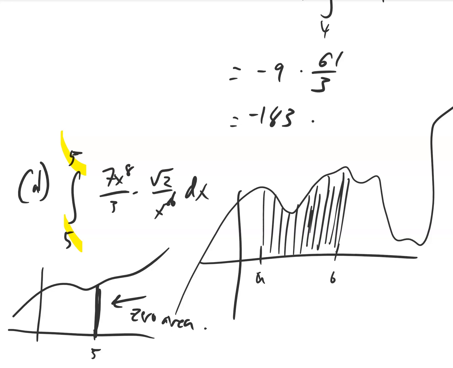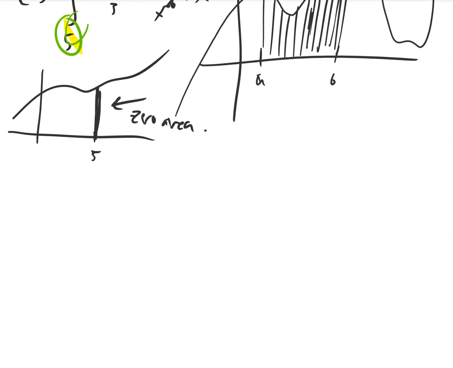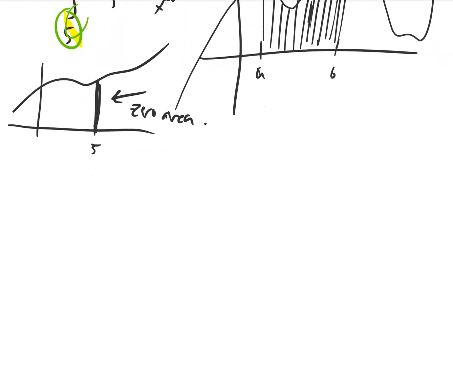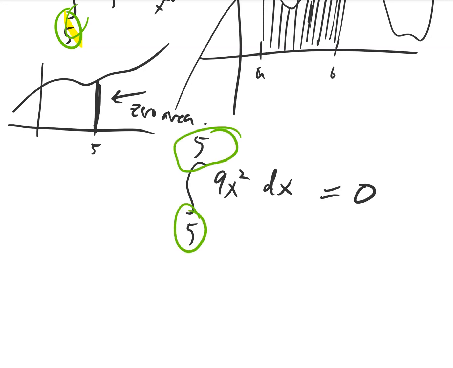So no matter how complicated this function is, if the bounds of integration are the same, this integral will be 0. So how would you show this in terms of shown work? You don't have to do this whole mess that I've drawn. You can just write that this equals 0 because these are the same.